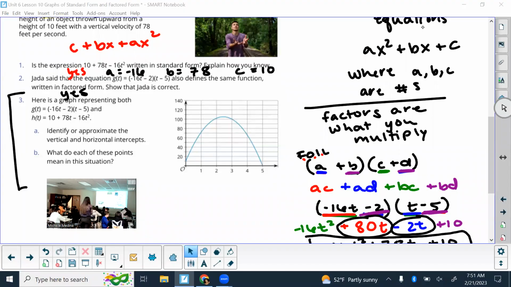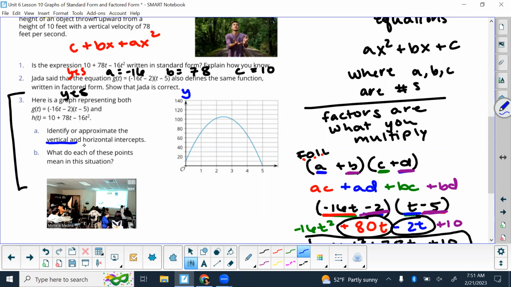So when it says vertical intercept, which intercept is it talking about? The Y. Okay, great. So, because guess what? Y is your vertical axis. So table 3, what is my vertical intercept? Bonus if you can write it in coordinate form. Oh. Wait, no, hang on, hang on.